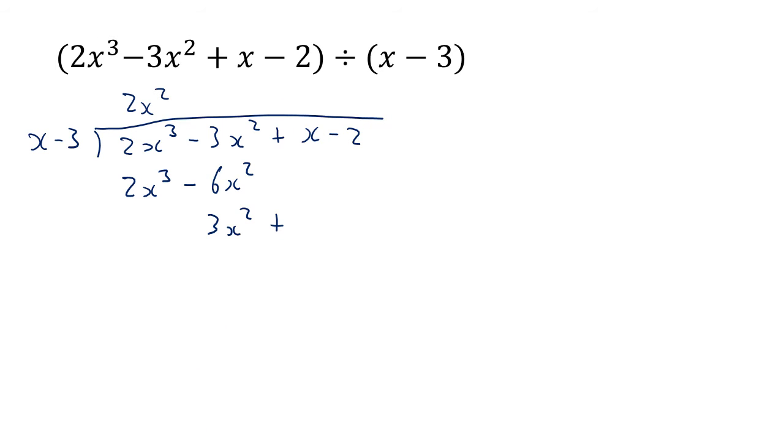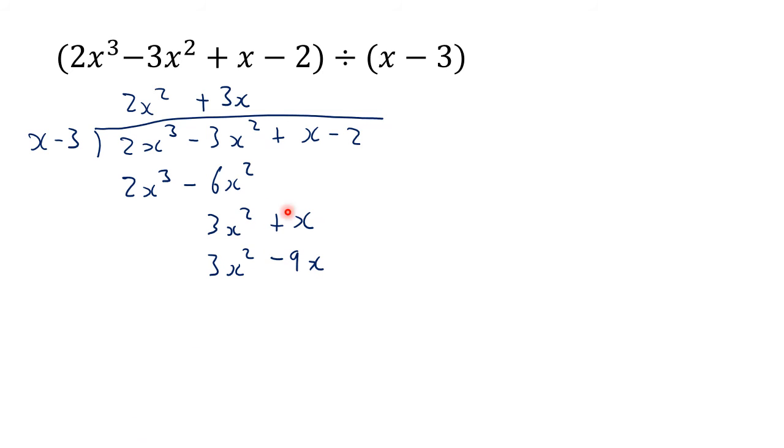So we get plus x. Now we have to match this to this. So 3x squared divided by x will get you 3x. So we're going to say plus 3x. So we get 3x squared. And then the 3x has got to multiply the -3. So you get minus 9x.